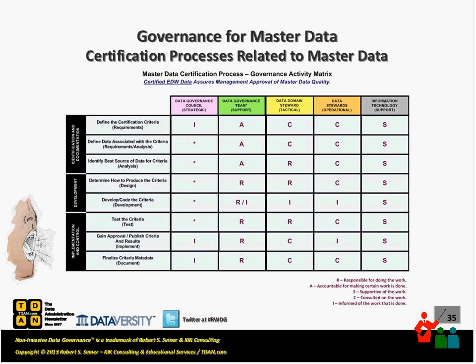So if we define the steps of certifying master data, or we define the steps of certifying enterprise data warehouse data, we then identify, associated with the roles that we've defined in that pyramid diagram for our data governance program, who is informed, who's accountable, who's responsible, who's consulted, who's supportive. In fact, I've seen a lot of organizations that have added an S to the standard RACI. So instead of RACI, it's RASCI: responsible, accountable, supportive, consulted, or informed.